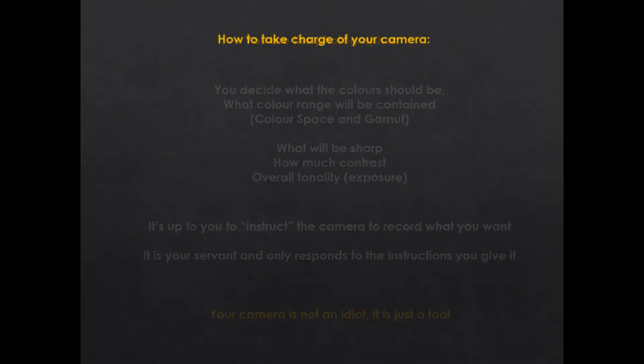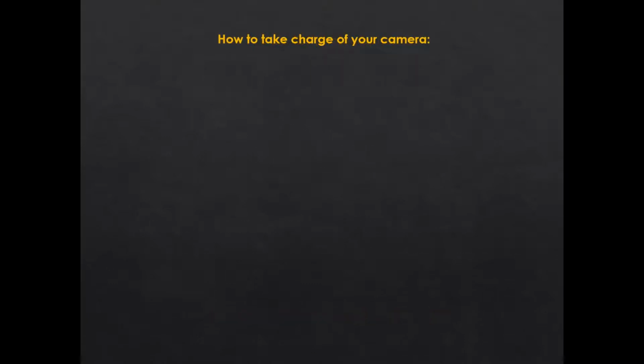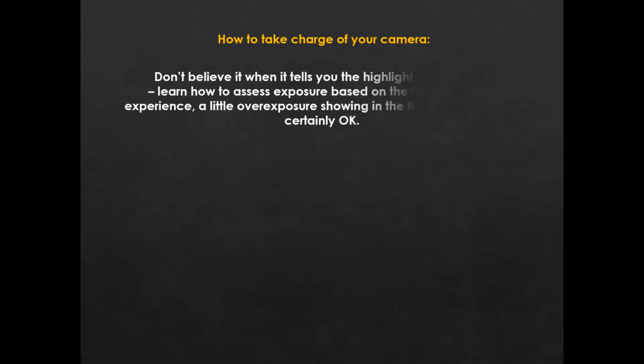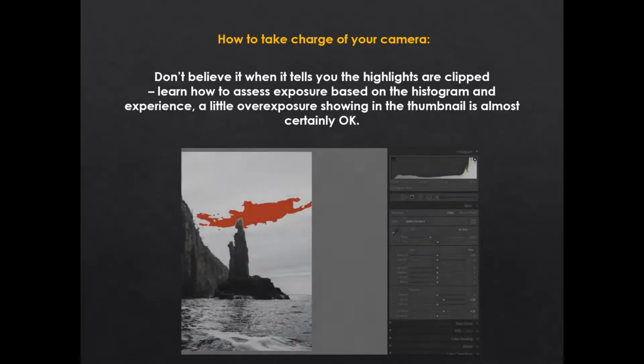So now let's have a quick look at how to take charge of your camera and understand that it has some shortcomings, but you as the photographer can instruct it what to do. Firstly, obviously we don't believe always when it tells you the highlights are clipped. Learn how to evaluate the exposure based on experience, the histogram, and nothing can outweigh a lot of experience and learning from looking at images on the camera and getting them back into software. And when you see an image, something like this, where there's a little bit of clipping, it's quite possibly okay.